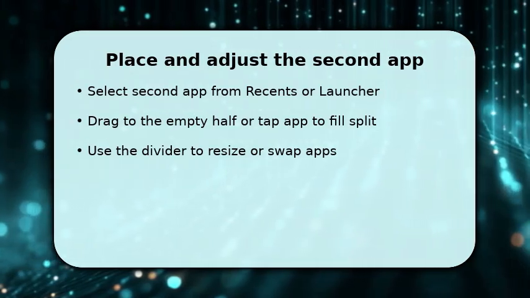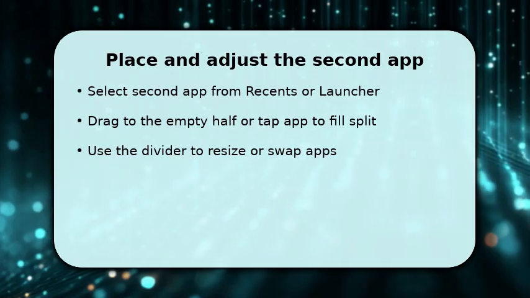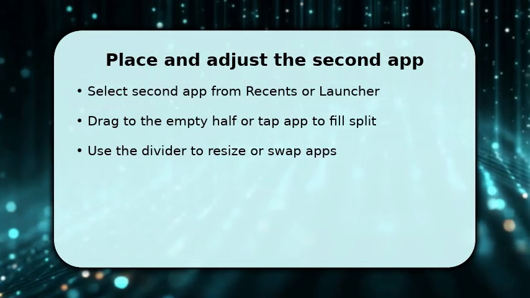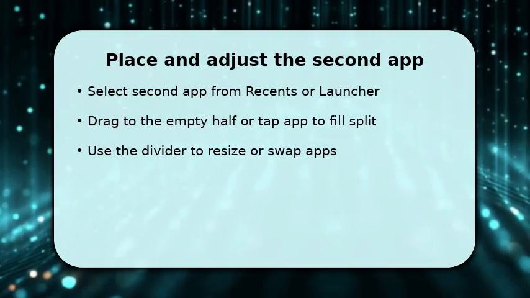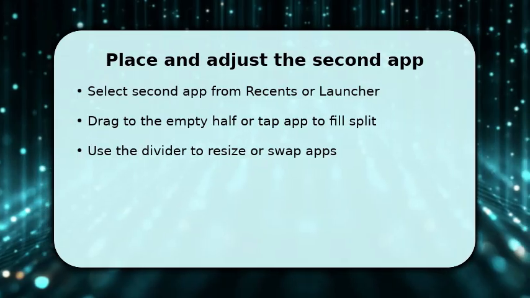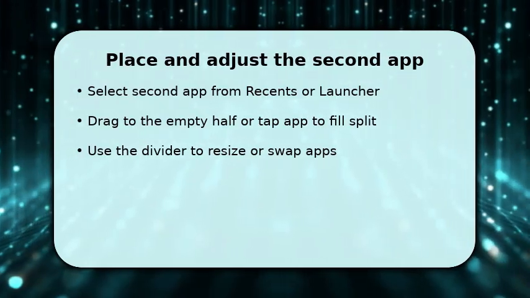If you need to swap positions, use the swap icon or drag the app title bar across. For keyboard input or clipboard use, make sure the input method appears on the focused pane. This stage balances layout and focus so both apps behave predictably.